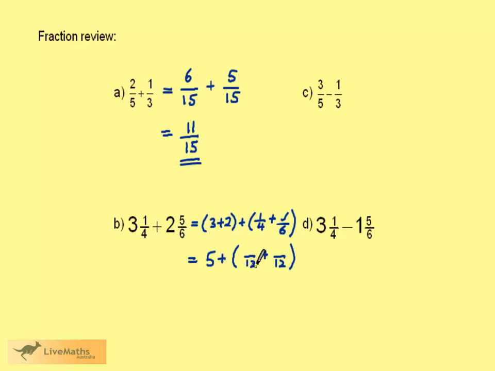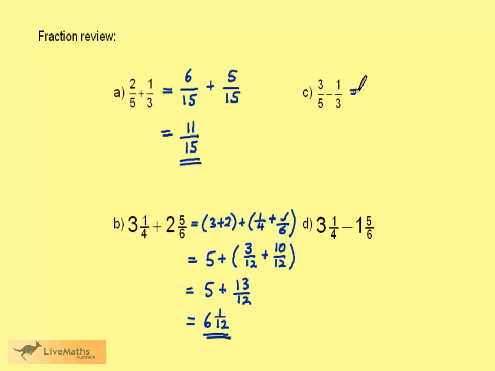4 3s are 12. 1 times 3 is 3. 6 2s are 12. 5 times 2 is 10. So we have 5, and we have a total of 13 twelfths. 13 twelfths is 1 and 1/12, so therefore we can have 6 and 1/12.